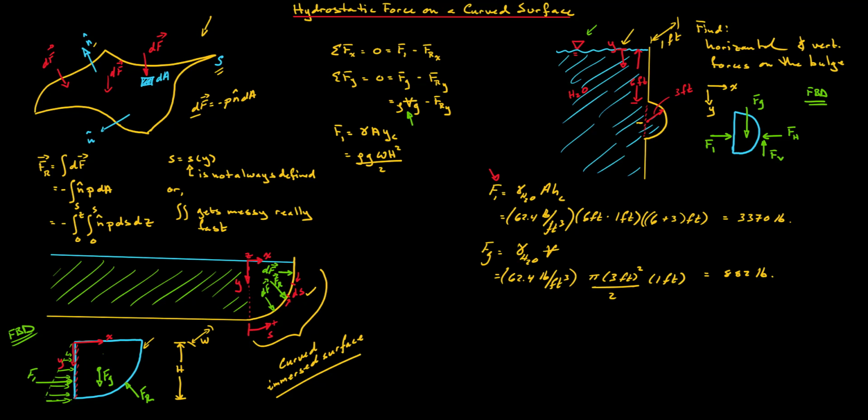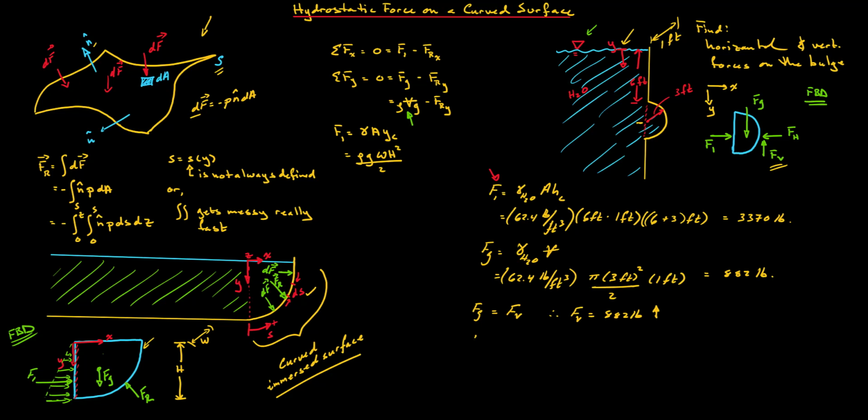So, to satisfy equilibrium, what we would find is that Fg should be equal to Fv. Therefore, Fv is equal to 882 pounds. And I'm putting this arrow here to say that it is acting up. So the result is positive, meaning that our assumed direction for the force by the curved surface onto the water is indeed acting upwards.